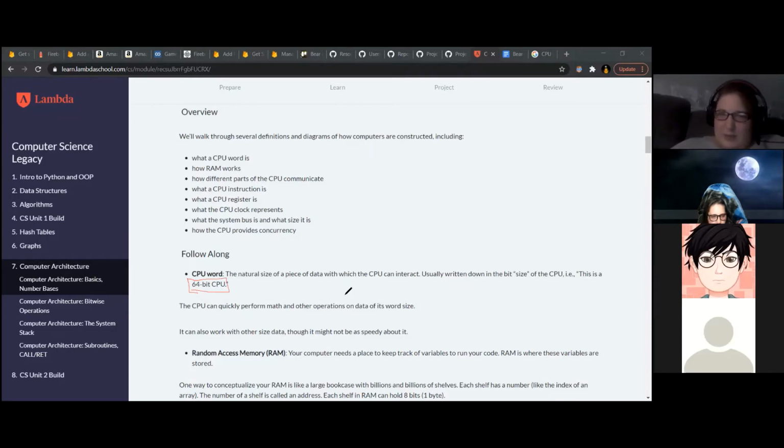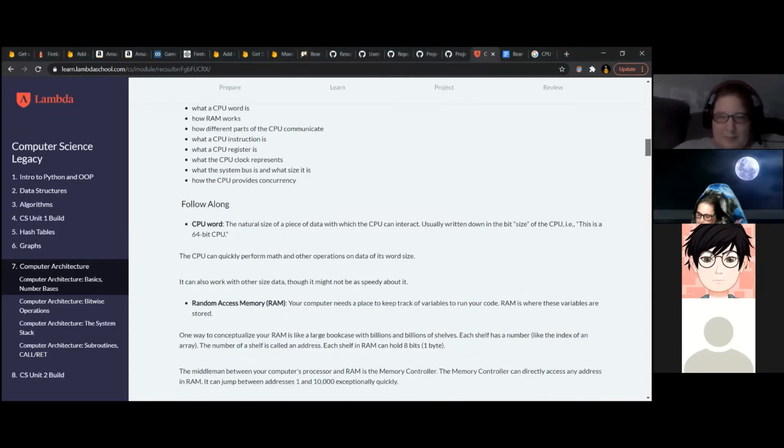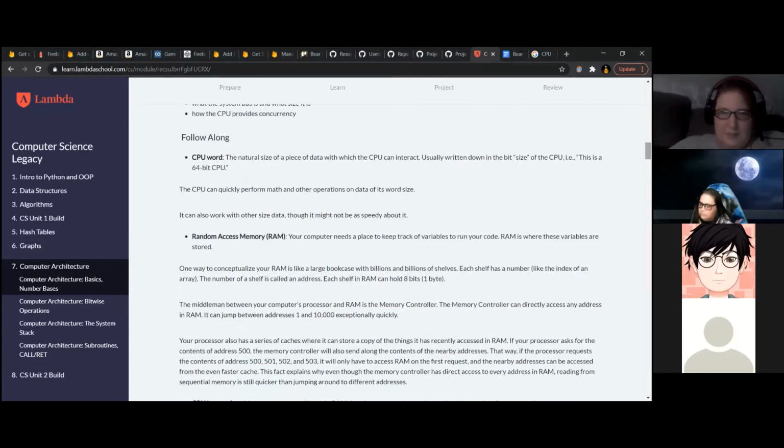So the CPU word is the size of a natural piece of data with which a CPU can interact. In computing, a word is a natural unit of data used by a particular processor design. A word is a fixed-size piece of data handled as a unit by the instruction set or the hardware of the processor. Most processors these days are 64-bit.